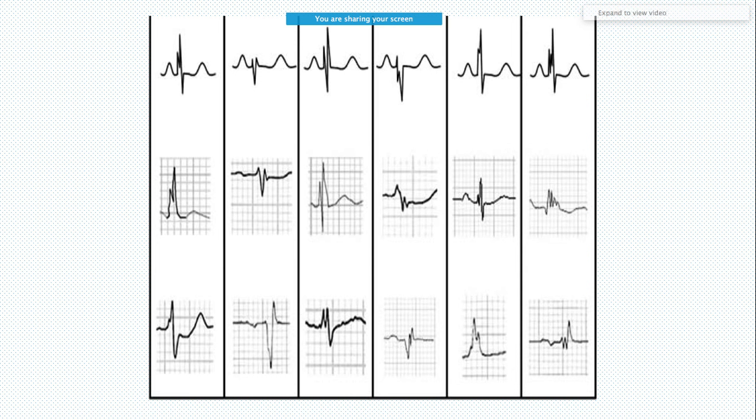What is the characteristic? Because a lot of times you will see these ECGs and then you will ignore them, saying, oh, this is a right bundle branch block pattern or left bundle branch block pattern. But in this ECG, 1, 2, 3, 4, 5, 6, they all are different. Can anyone tell me what is the difference? What do you notice?